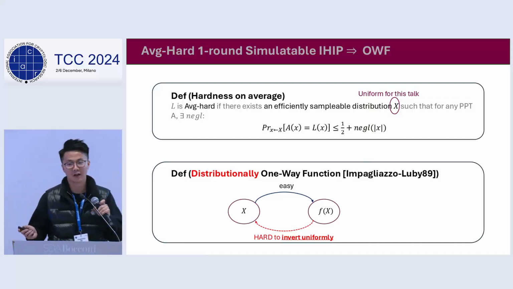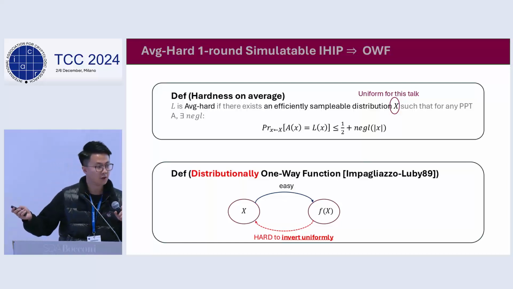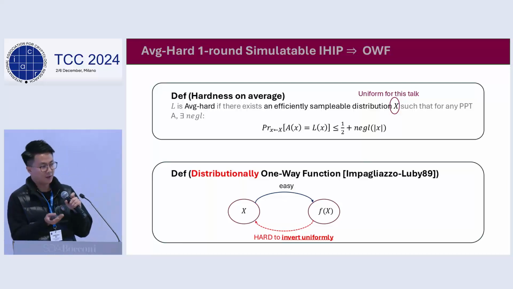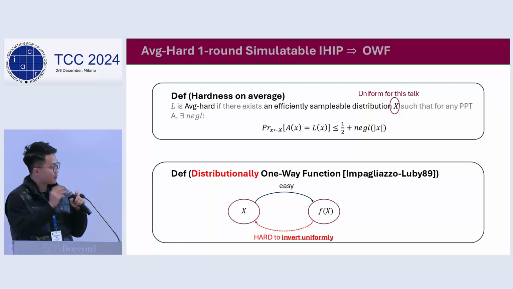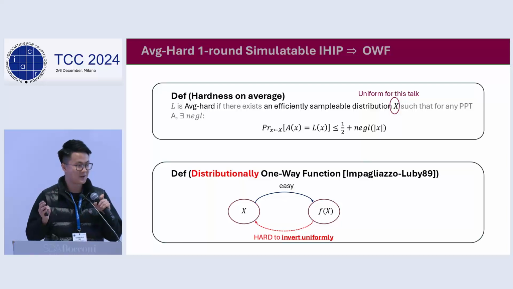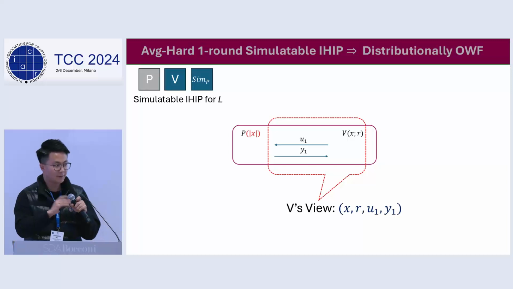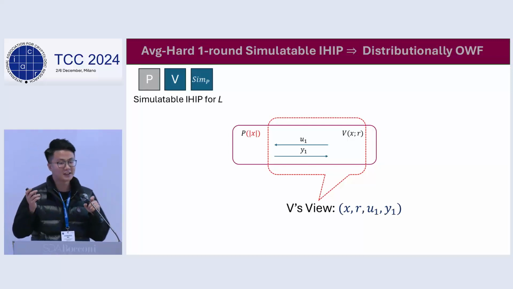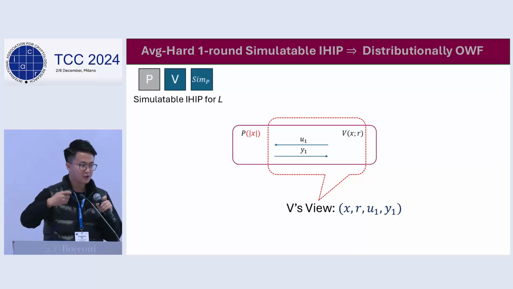So what is average-case hard? A language is hard on average if there exists an efficiently samplable distribution, such that if we sample an instance from that distribution, no efficient algorithm can solve the problem with better than negligible advantage. And distributional one-way functions are, roughly speaking, functions that are easy to compute but hard to invert uniformly. So, leaving out some detail, if some efficient function is not distributional one-way, then there exists an efficient inverter that takes a random image and inverts the pre-image uniformly.